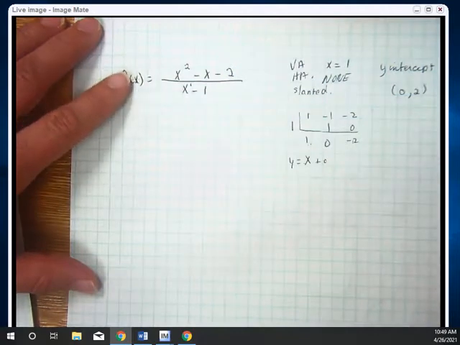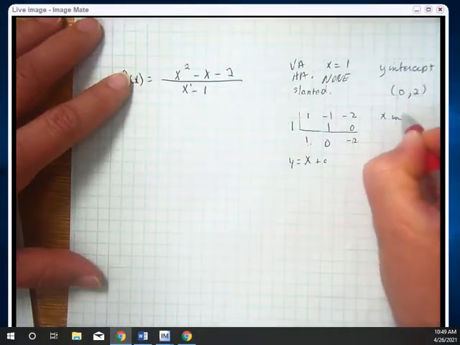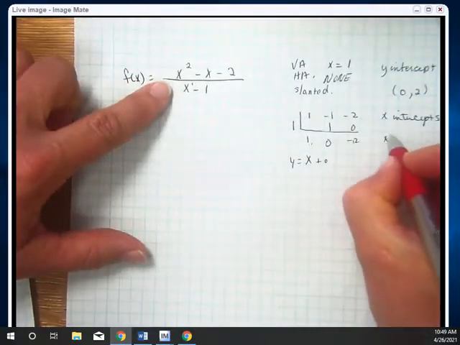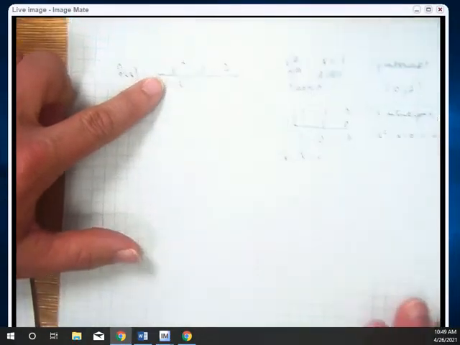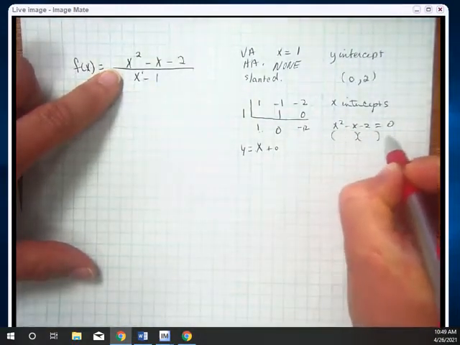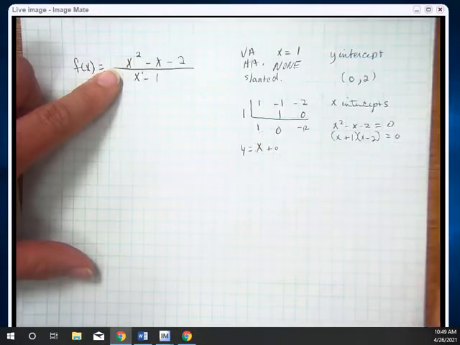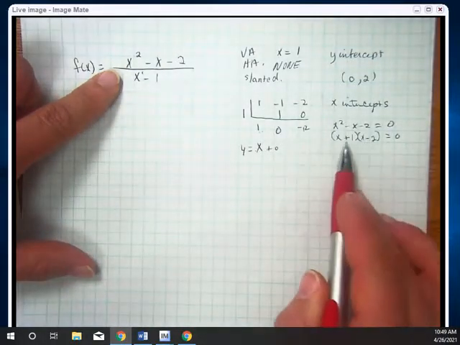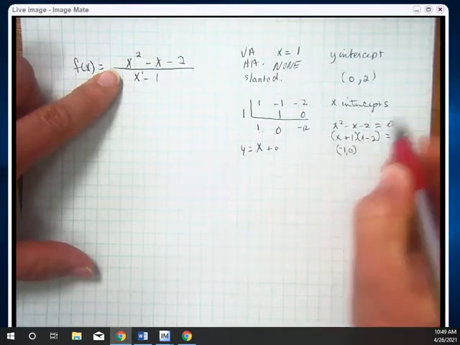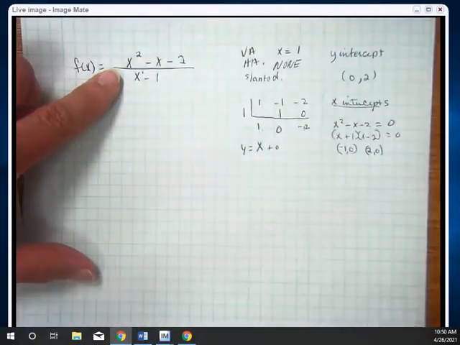Now, what are your x-intercepts? How do you find x-intercepts? Set the numerator equal to 0 and solve. And you can use your quadratic formula. You can factor it, any of those methods that you learned in Algebra 2. Factors of 2 that subtract to give you a -1, -2, and 1. So our zeros are going to be at -1, 0, and 2, 0. These are x-intercepts, so I know that's where it's going to cross my axis.